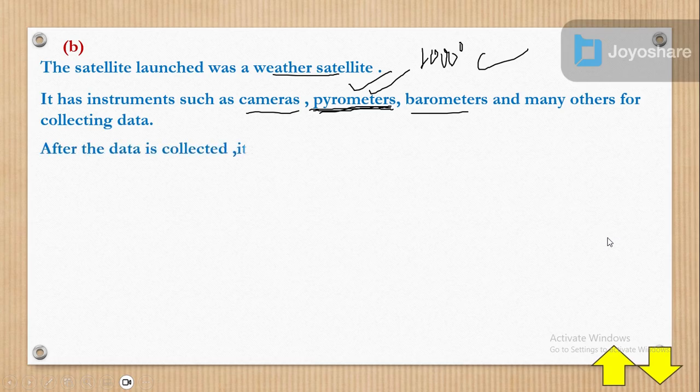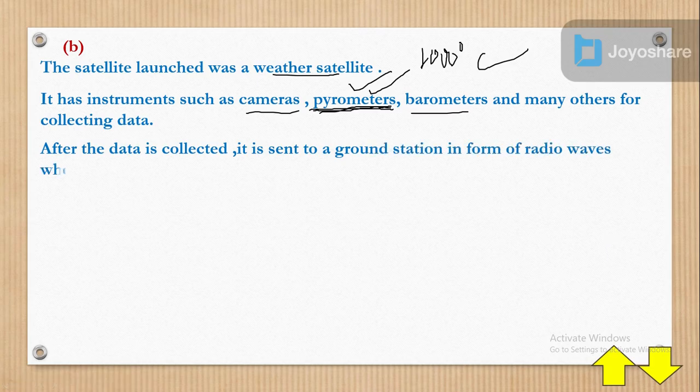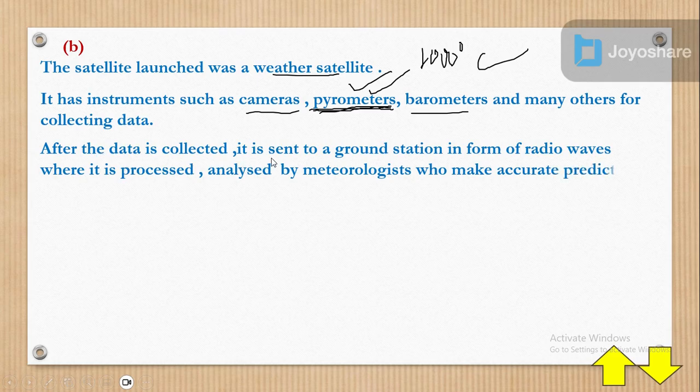So now we must tell them how this satellite works. They should know that after the data is collected, it is sent to the ground station in the form of radio waves. We learned about radio waves. There it is processed and analyzed by meteorologists who make accurate predictions of weather in the nearby future. Now, maybe I'll make a drawing.